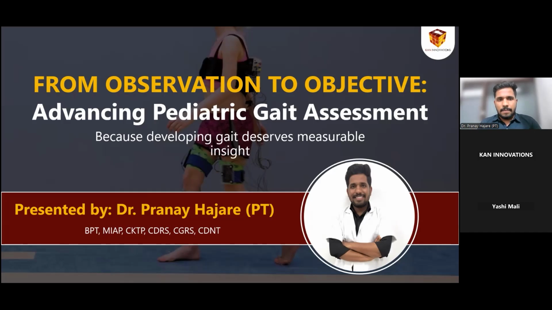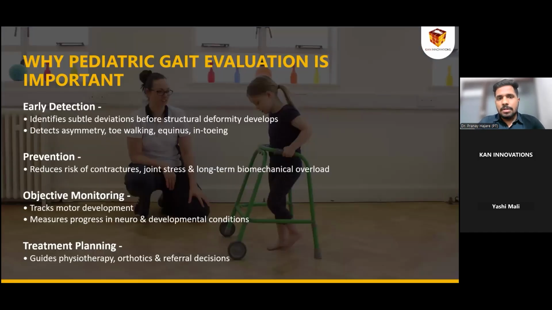Yes. So, pediatric gait evaluation. Pediatric gait evaluation is critical for four major reasons. Early detection, which means finding subtle deviations before structural deformity. Next is prevention, which reduces long-term joint overload. Third is objective monitoring, which means tracking neuromotor development. And next is treatment planning, where guided physiotherapy and orthotic decisions matter. And the earlier we detect immaturity, the better we can intervene.